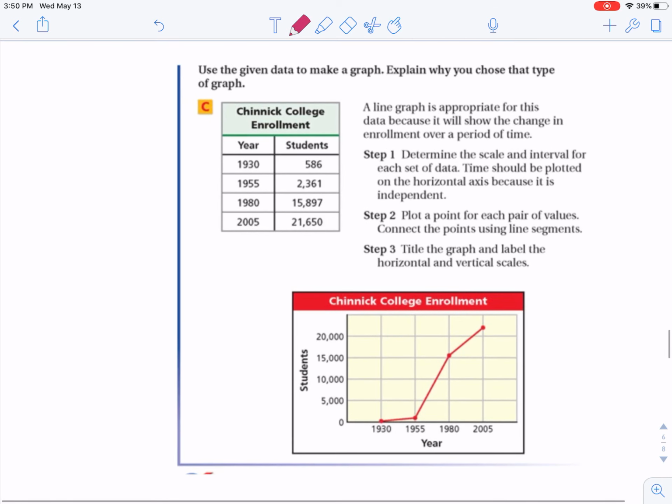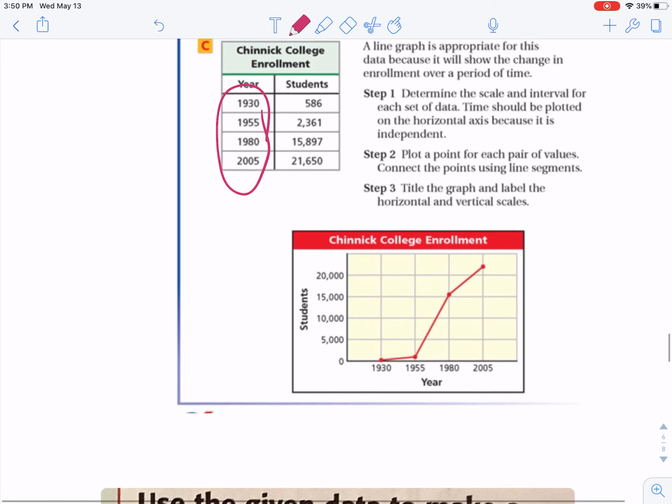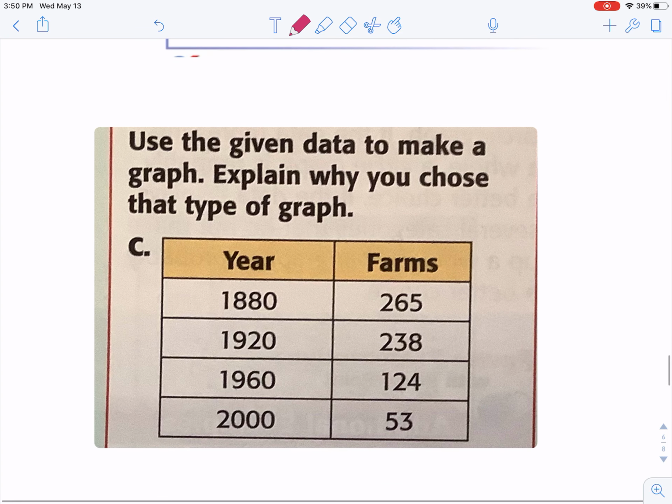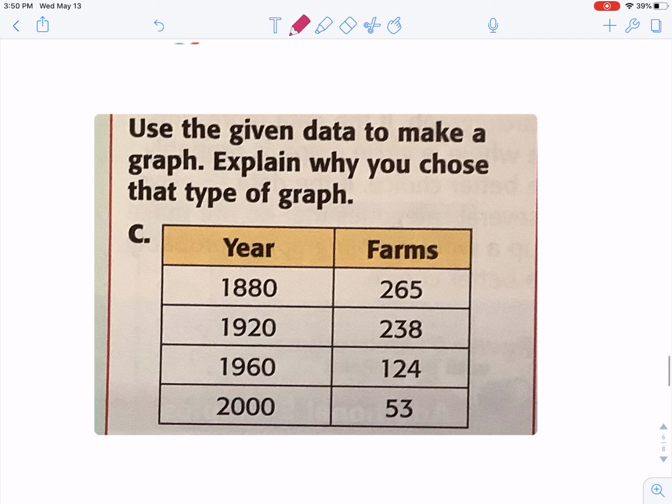All right, here is a timeline one. And you know right away, here they're talking about years. And you would clearly just connect the dots. Again, when it's talking about time, that's when it is the easiest to know which type of graph to pick. This example right here, I had to cut and paste. It's not one that you get to see. It's one that I saw that I thought was a good example. It says use the given data to make a graph. Explain why you chose this type of graph.